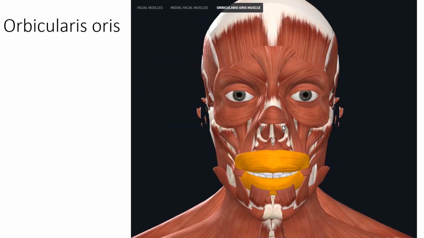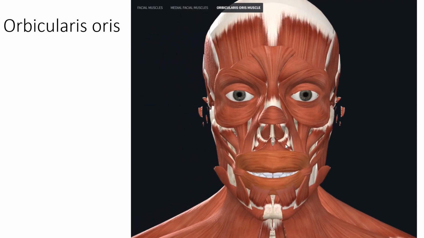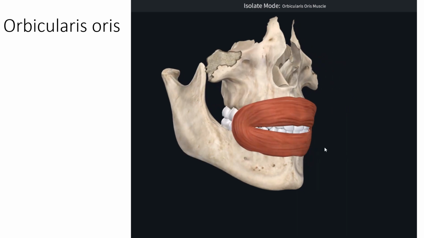We now have the Orbicularis oris, which are going to be the muscles that are surrounding the mouth. They are going to have origins on the maxilla and the mandible and are going to insert on the skin and muscle around the mouth. They will be involved in closing and puckering of the lips.